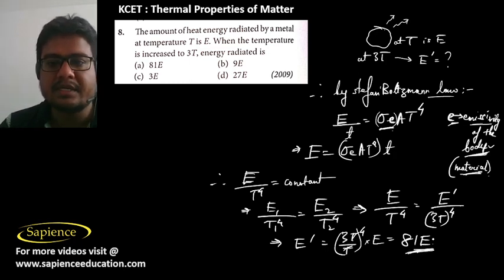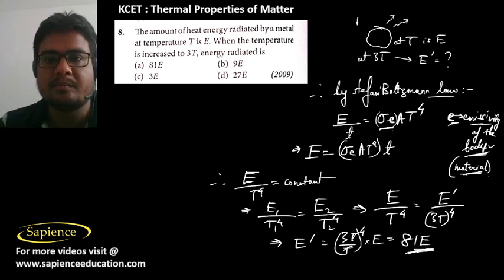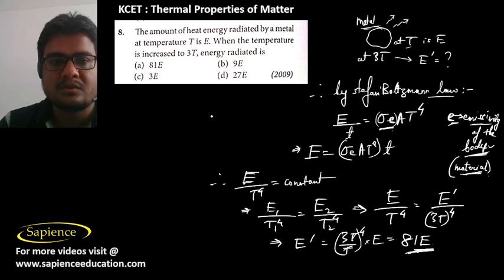So 81 times the energy will be radiated when the temperature of that metal is increased to 3 times the initial temperature. So option A is the correct answer.